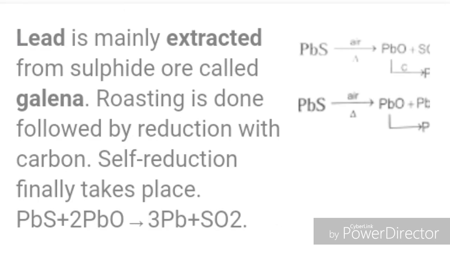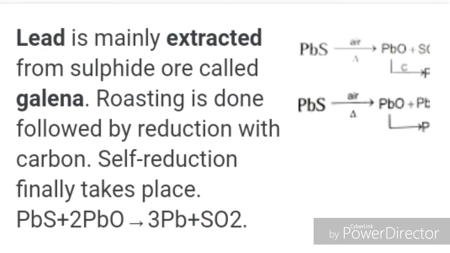Now let us see one example. Lead metal is mainly extracted from its sulfide ore called galena. Roasting is done, followed by reduction with carbon. Self-reduction finally takes place. Here you can see the chemical equation. Lead sulfide reacts with lead oxide to form lead metal, and sulfur dioxide is formed.